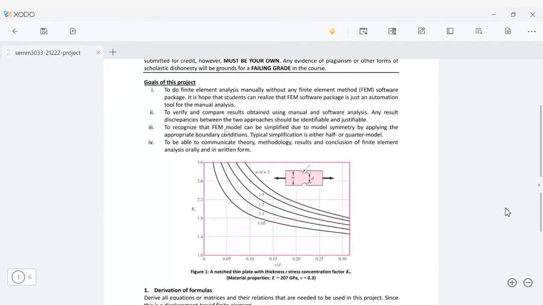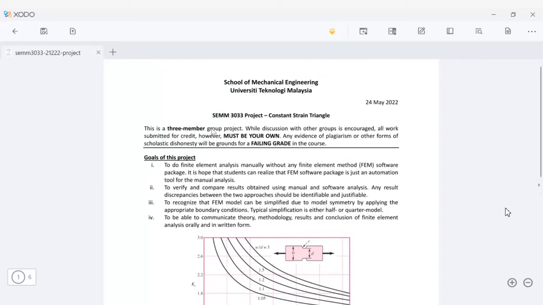Note that this is a 3-member group project, not more than 3. 3 is maximum. Some of you have 2, but I prefer 3 members. While discussion with other groups is encouraged, all work submitted for credit must be your own. I do not want 3 people and another 3 people doing the same project. You have different projects. Let's say group 1 and group 2 have 2 different projects.